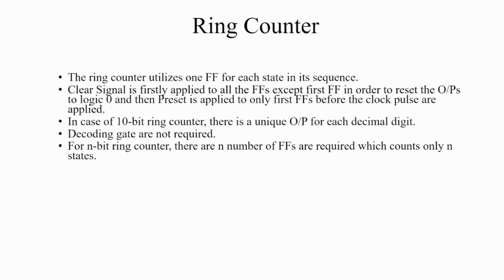Next is the ring counter. Generally, the ring counter utilizes 1 flip-flop for each state in a sequence. Suppose we want to design a 4-bit ring counter. This is nothing but D flip-flop, D flip-flop, D flip-flop, D flip-flop. Suppose these are D1, D2, D3 and D4, and a common clock pulse goes to all.